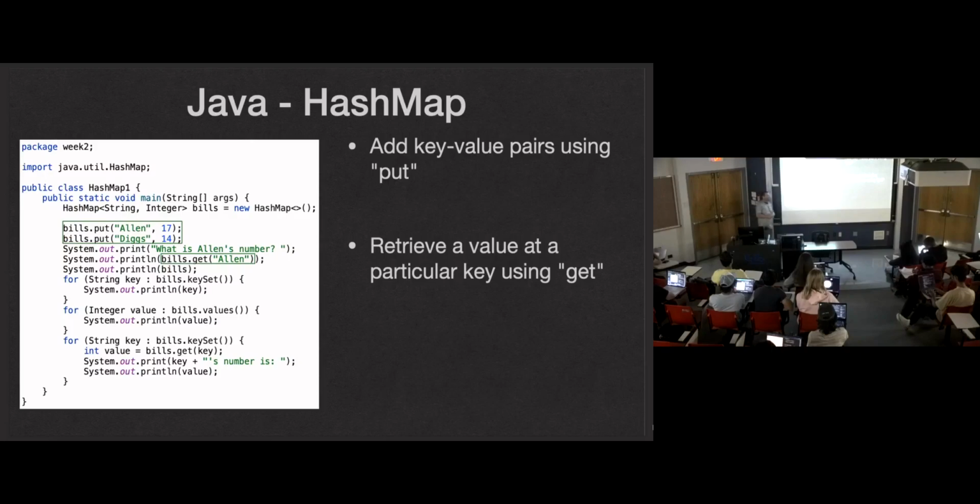When I want to add a key value pair, I'm going to use the put method, comma separated key value. And then to get the value at a specific key, I'm going to use .get, just like we did with ArrayList.get. Instead of giving it an index, I'm going to give it a key and then give me the value at that key.